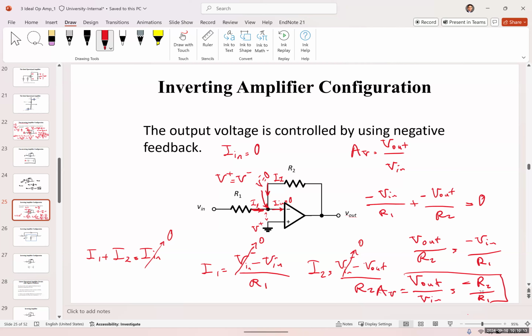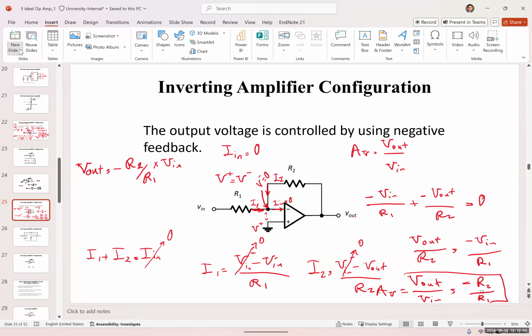Or we can write it like this. V out would be equal to negative R2 over R1. Maybe write it up here. V out would be equal to negative R2 over R1 times Vn. Now let's solve a practice problem.